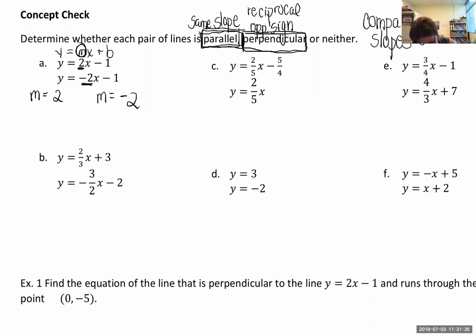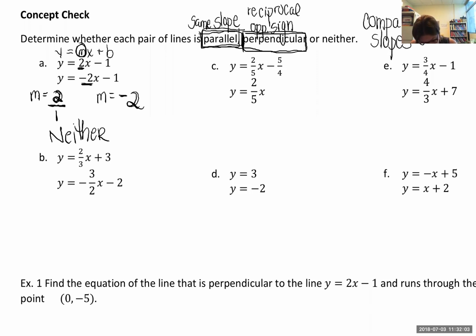Now, I do notice that these two lines have opposite signs. This one's a +2, and this one's a -2, so that's promising. However, they aren't reciprocals. Remember that if any number is by itself, you can dress it up like a fraction by putting it over 1, 2 over 1. And so if I were to flip this thing on its head, I wouldn't get 2, I would get 1/2. So these two things are not reciprocals, and so these two are neither. Okay, let's take a look at another example.